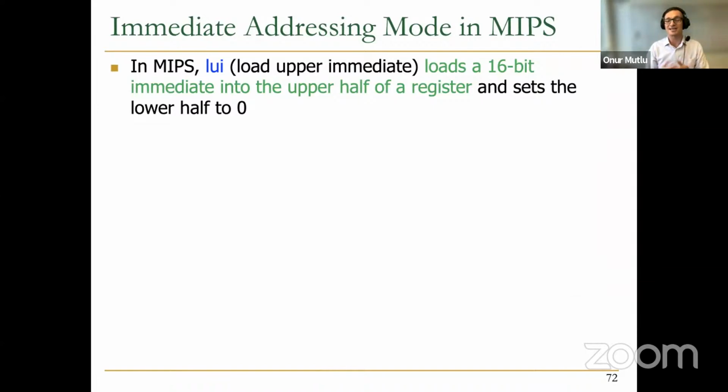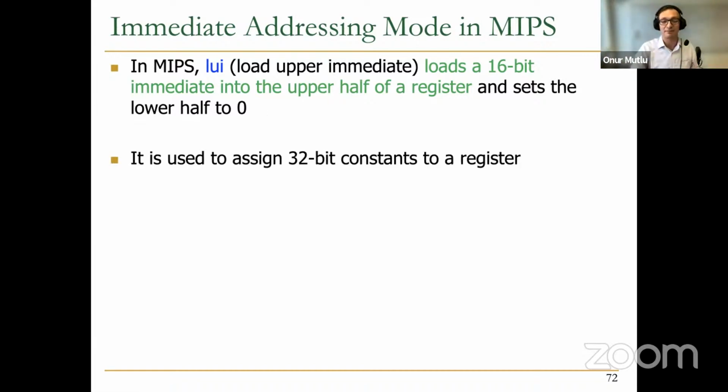Let's take a look at how a similar thing can be done in MIPS using immediate addressing mode. MIPS is actually a more powerful instruction. Load upper immediate loads a 16-bit immediate into the upper half of a register and sets the lower half to 0. This is how you can construct a value in a register, basically. It's used to assign a 32-bit constant to a register.